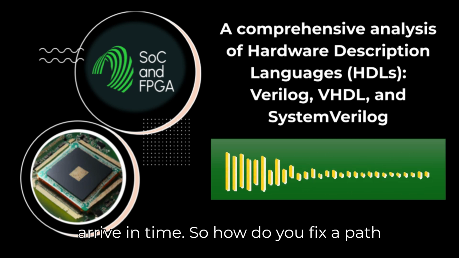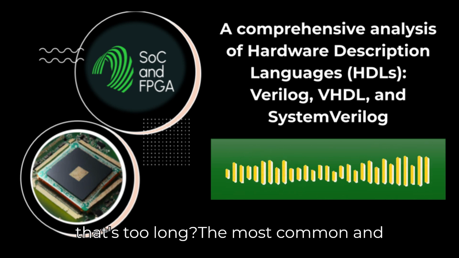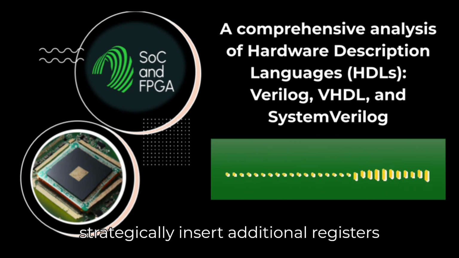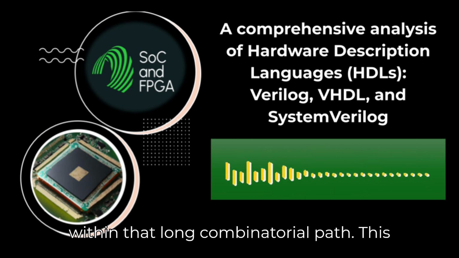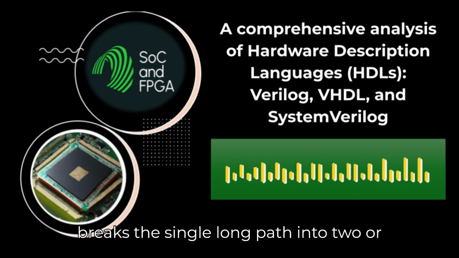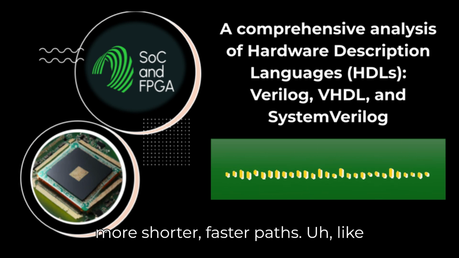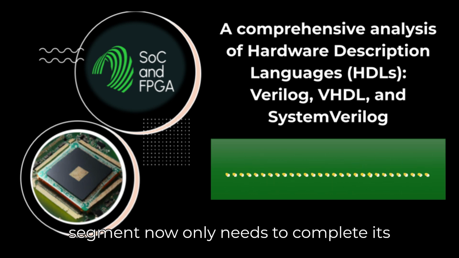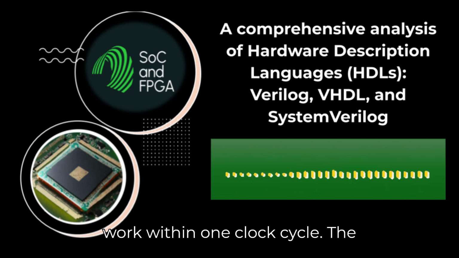So how do you fix a path that's too long? The most common and fundamental technique is pipelining. You strategically insert additional registers within that long combinatorial path. This breaks the single long path into two or more shorter, faster paths. Like adding pit stops in a race. Kind of. Each segment now only needs to complete its work within one clock cycle.